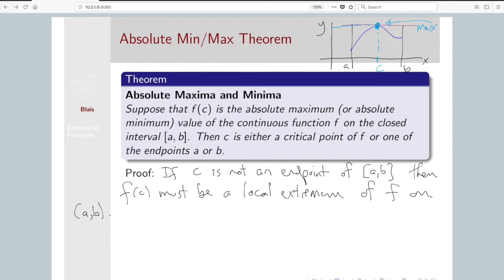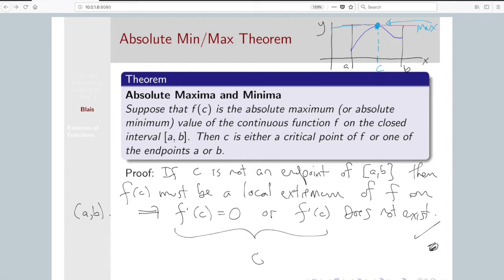So if it's not happening in an endpoint, if it's the absolute maximum, it's also a relative maximum. If it's a local extremum, then f prime of c equals 0, or f prime of c does not exist, which is what we wanted to show. It's a critical point. That's what these two conditions define. So this shows us that it has to happen this way.